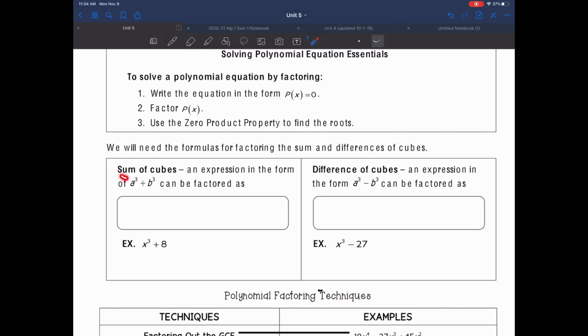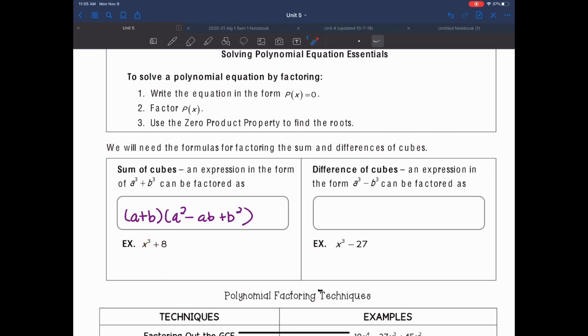So if we're taking the sum or the difference of cubes, what that means is you have some term cubed plus another term cubed, or some term cubed minus another term cubed, okay? So if we have the sum of two cubes, what we can say is, if I have a cubed plus b cubed, I can really factor that into a plus b times a squared minus ab plus b squared, okay? So an example of this is, what if we had x cubed plus 8?